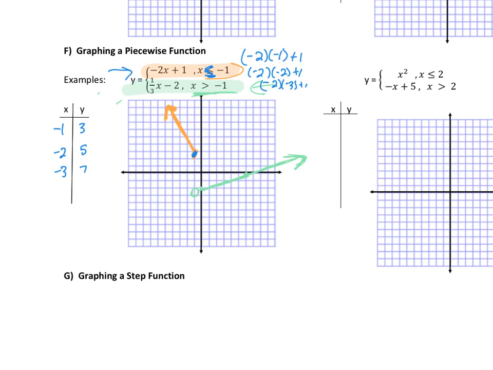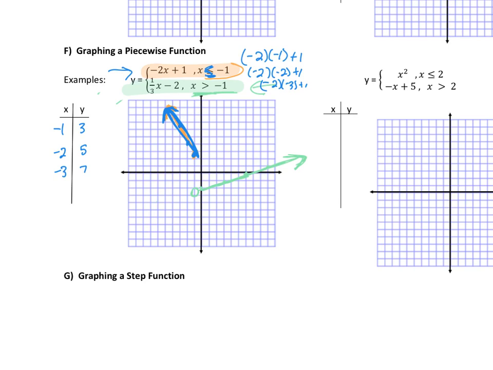So negative 1, 3, negative 2, 5. I'm not being very careful and methodical about those points because I'm using this line as my guide, because it should make sense to you that we're going to get the exact same graph.